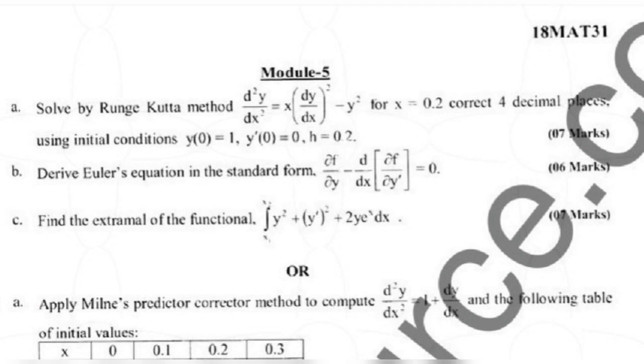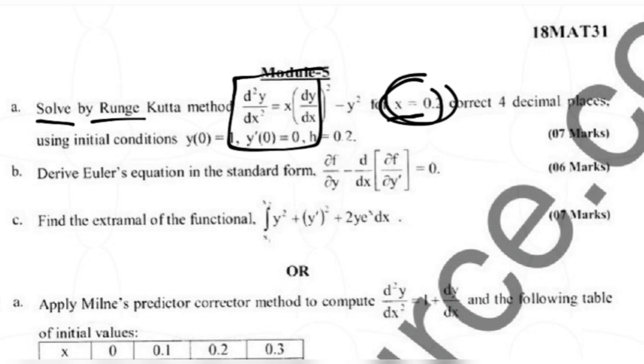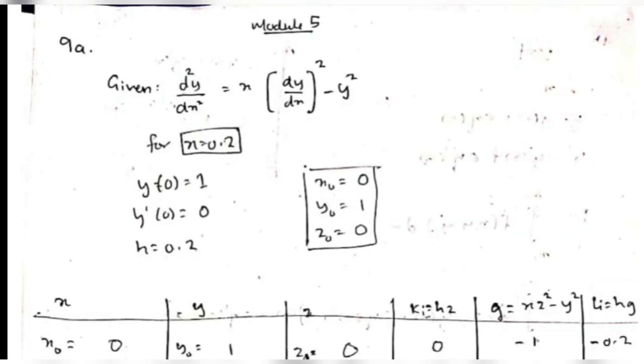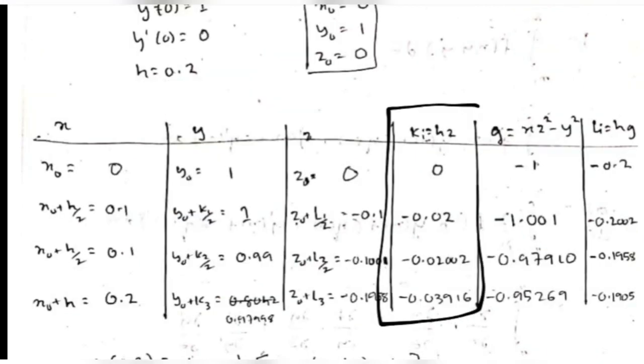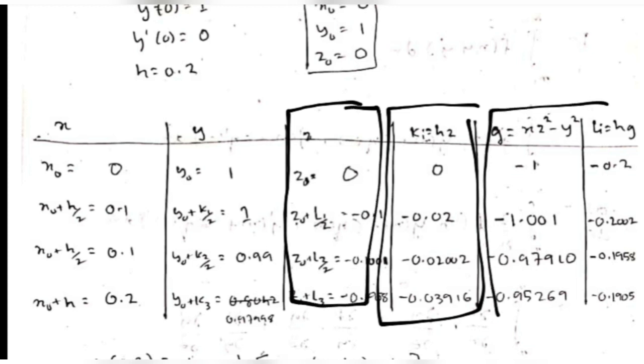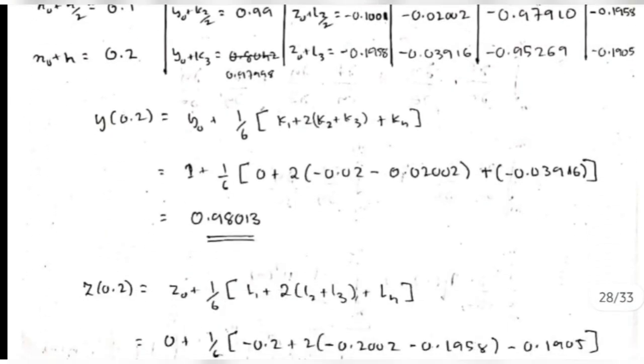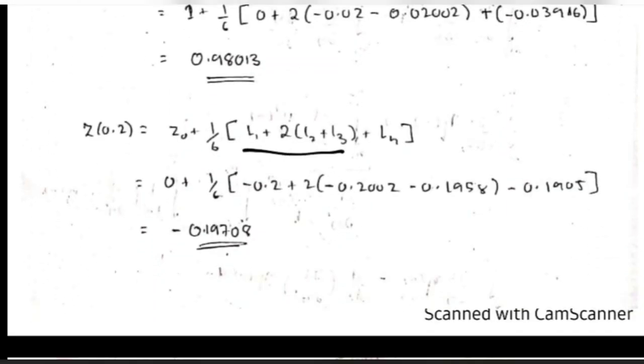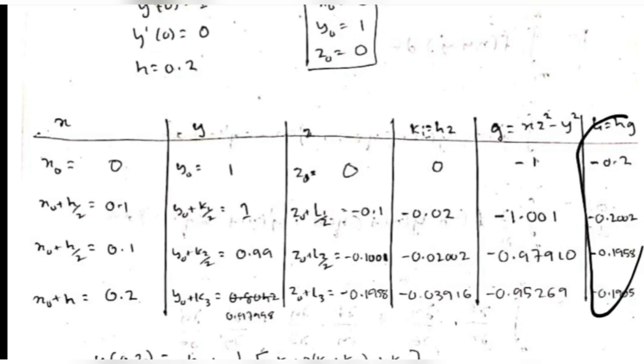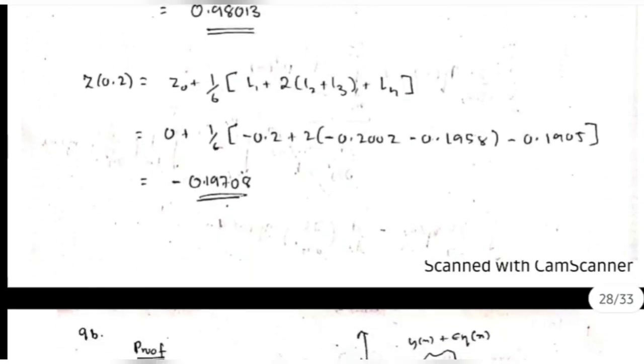Coming to module 5, the first question is to solve by the RK method the given equation and find the value of y when x is 0.2. Similar to the previous module, we have to write the k values here. But in this question we have z also, so we will be using a separate term for z. Just as we used k for y, we will be using g for z. By using these values we will find y. Similarly for z, we will be using the L values which we got in the last column here, and by using these values you will find z at 0.2.